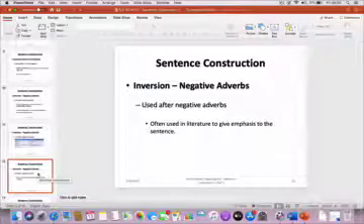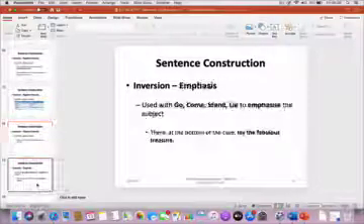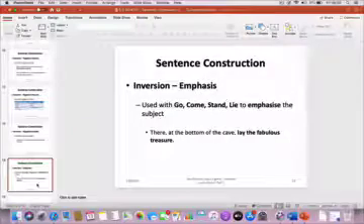We also use inversion with negative adverbs in literature, often to emphasize a phrase to make it more important. We use it often with go, come, stand, or lie to emphasize the subject. In this case, we have there, at the bottom of the cave, lay the fabulous treasure.